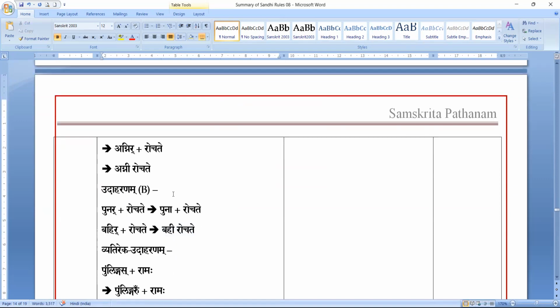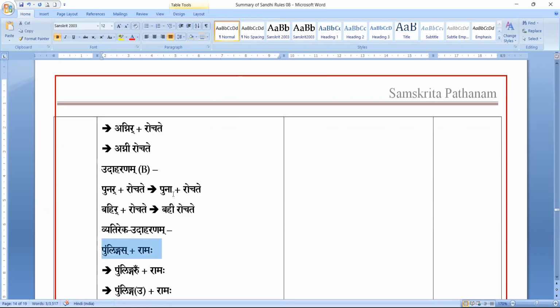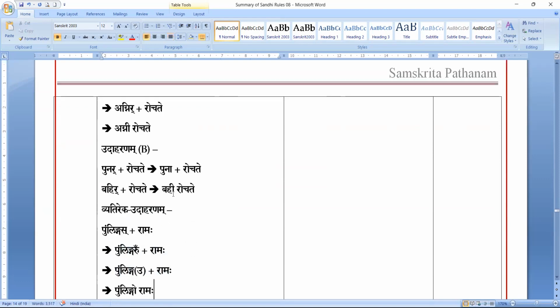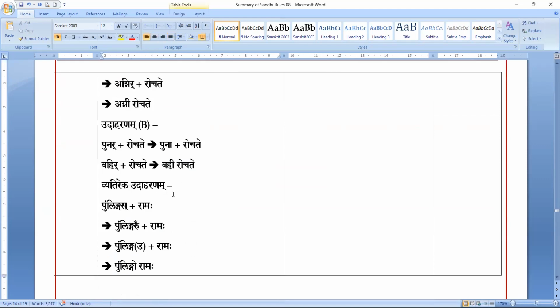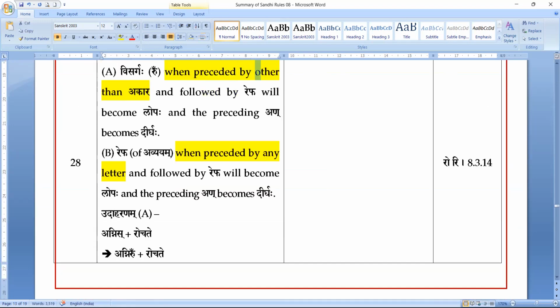Now, one vyatireka udaharanam for our understanding; that also I wrote. Pullingah plus Ramah, what will happen? Pullingo Ramah. Because it is ru. Ru followed by repa; that ru is repa. Can you make the repa lopa and make the dirgha, Pullinga Ramah, can you say? No. Guruji, the preceding letter is a short a. You cannot do it because ru is followed by ash letter and the preceding letter is akara. That is why it is an exception for akara. In vyatireka udaharanam, akara is the preceding letter, akara precedes ru. That is why in the rule I have mentioned very clearly 'other than akara'. Understand?